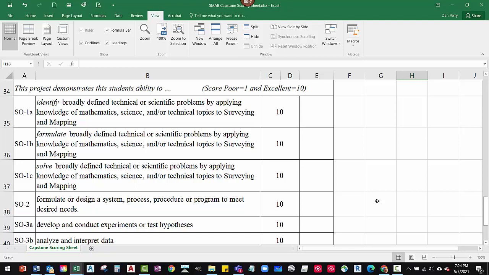So if you look at that then in its whole, you're going to identify these technical problems by applying math and technical topics to surveying and mapping. So the next one is the exact same thing, only it's to formulate those things. And then you can see the other level of it would be to solve those technical problems by applying that math and technical topics to surveying and mapping. So that's what those three are. Those are probably the three most confusing ones.